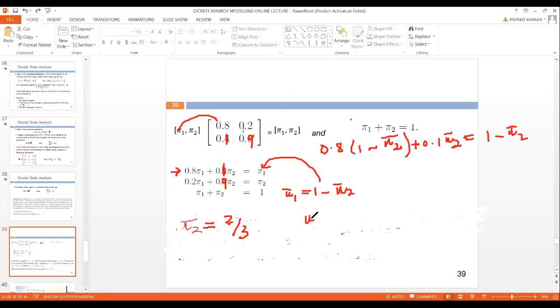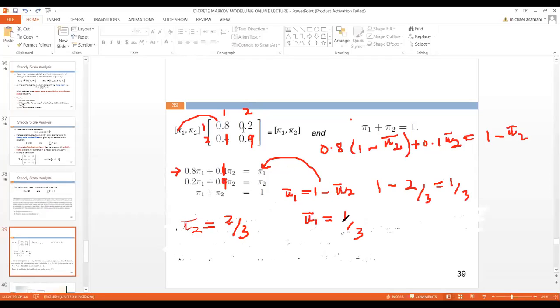And then pi 1 will be what? From this equation here, that will be 1 minus 2/3, which will be equal to 1/3, right? So pi 1 will be equal to 1/3. Okay, so which means that we had the states as 1 and 2. 1 was busy mode, 2 was idle mode. Okay, good. So from what we have here, pi 1 is the probability of being in a busy mode.